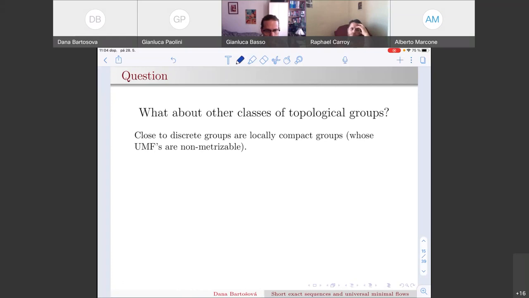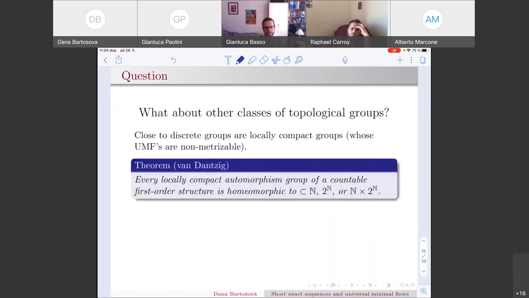From that, I look at locally compact groups, which often have some discreteness in them, and we will see some examples of that. For locally compact groups, we know that the universal minimal flows are non-metrizable. This is a combination of Veech's theorem, which says that locally compact groups act freely on universal minimal flows, and Kechris-Pestov-Todorcevic, who used that to show that it has to be non-metrizable. So indeed, this is another reason they are close to discrete groups.